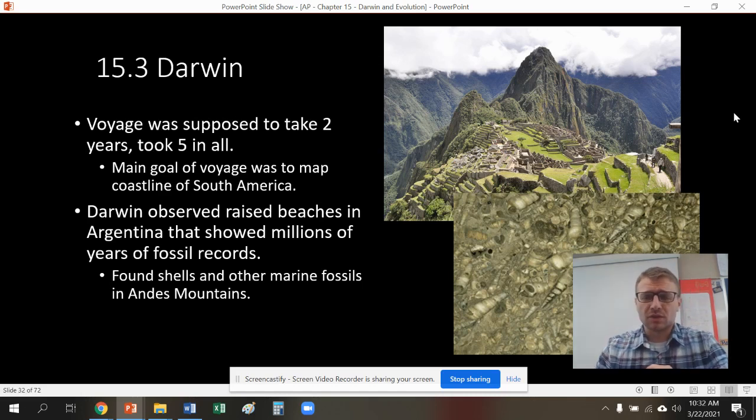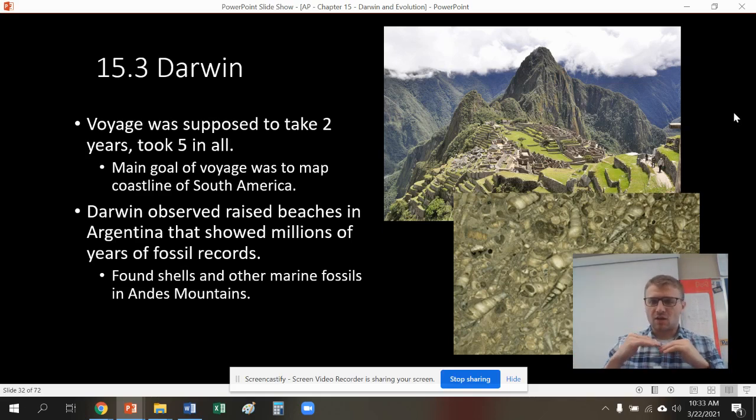Now, one of the things that was really cool is up on the Andes when he was visiting South America, he found shells and marine fossils on the top of these mountains, and it didn't make sense to him how these got there. And if you think about it, these mountains weren't always at the top, or this area was not always a mountainous region. At one point, this land was actually submerged by water.